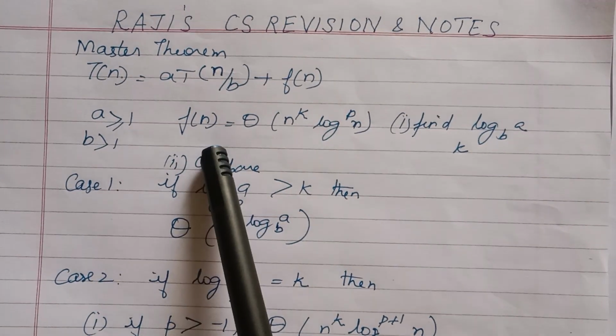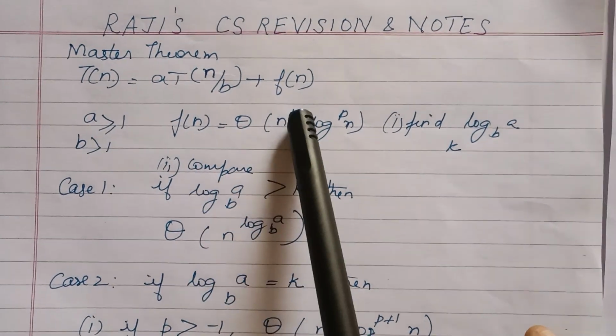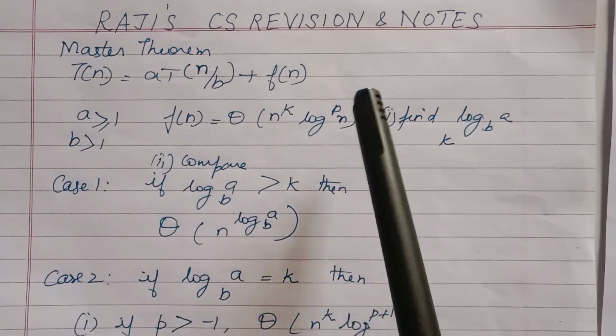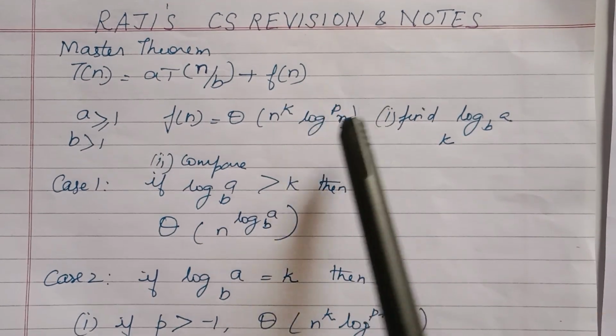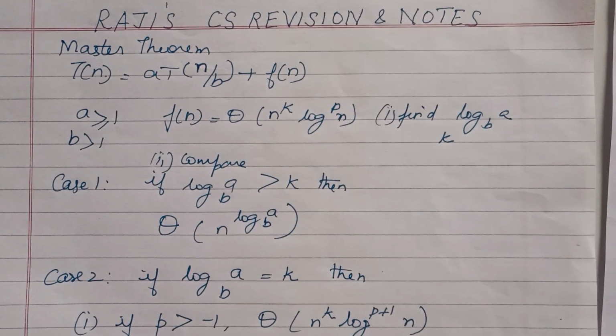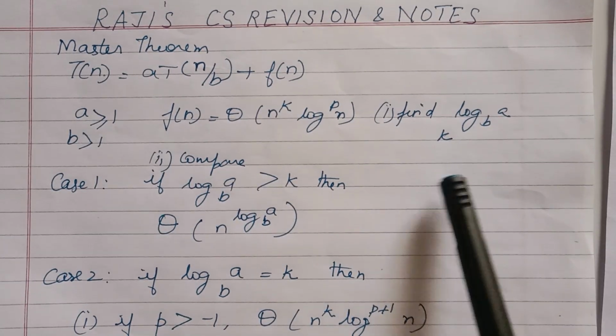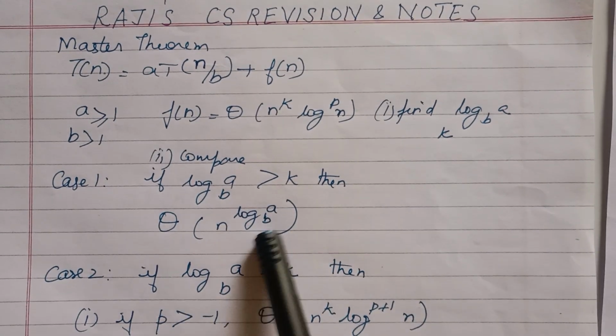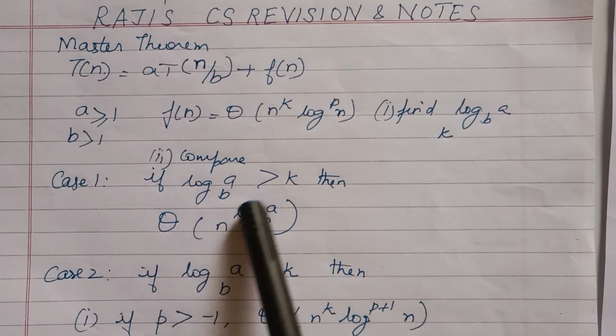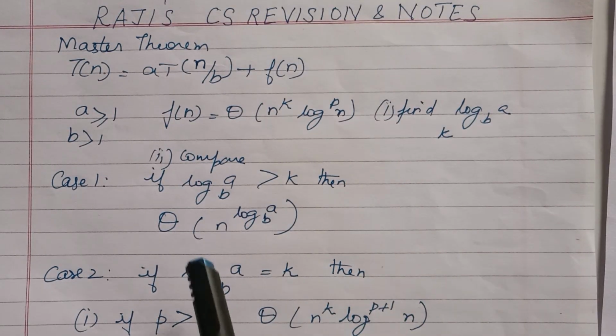Here f(n) will be of the form O(n^k log^p n), that is log n to the power p. Okay, so first we have to find out log base b of a and the value of k, and then we have to compare. We have three cases; we have to find which case applies, and then we have to use this formula.